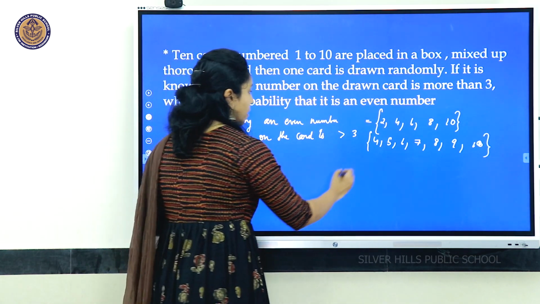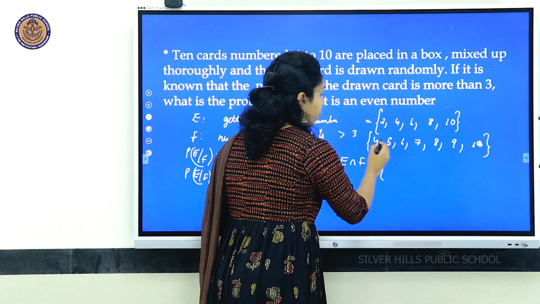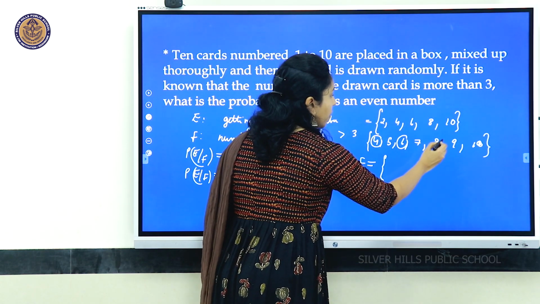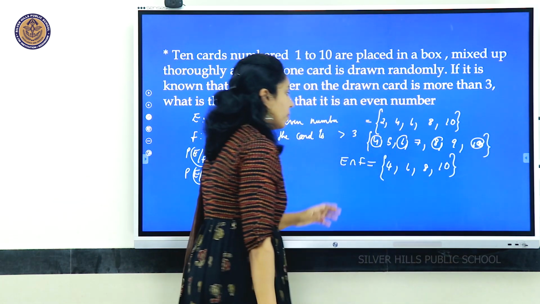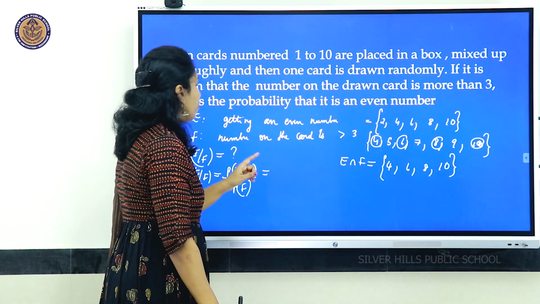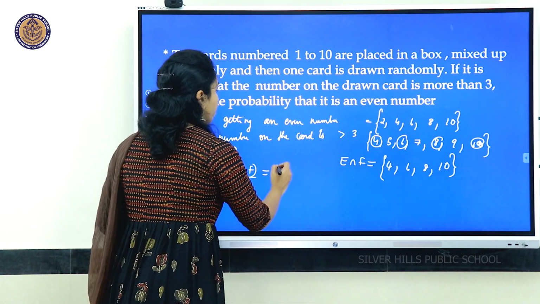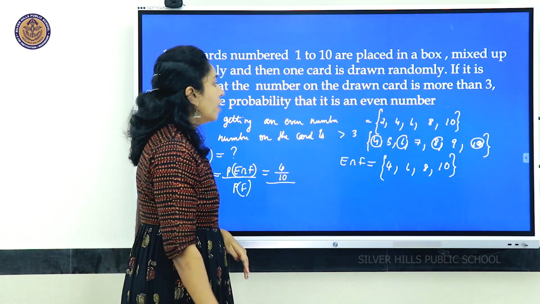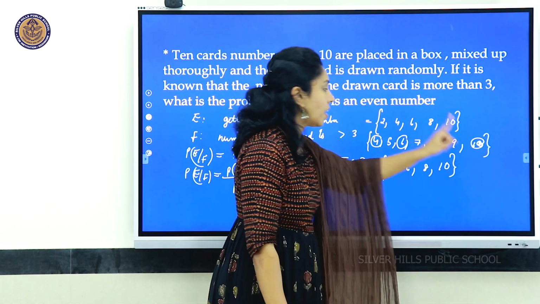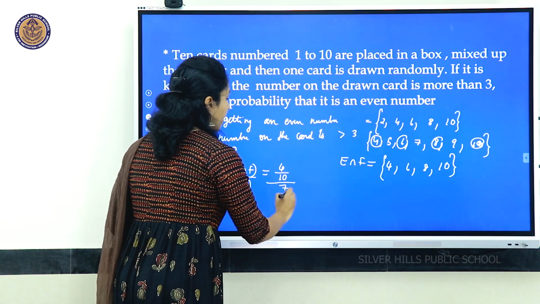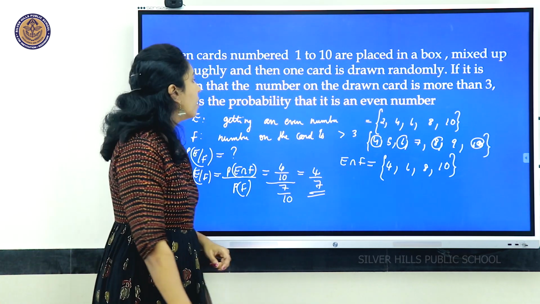And then we need E intersection F anyway. So, E intersection F means how many members will be there? You have 4, 6, 8 and 10. Members are ready. Now, let us fill. P of E intersection F. Total 10 cards are there. Of that 4. So, 4 by 10 divided by. Now, what is probability of F? How many members are there? 1, 2, 3, 4, 5, 6, 7 members are there. 7 by 10. So, your answer is 4 by 7. Okay? 4 by 7.